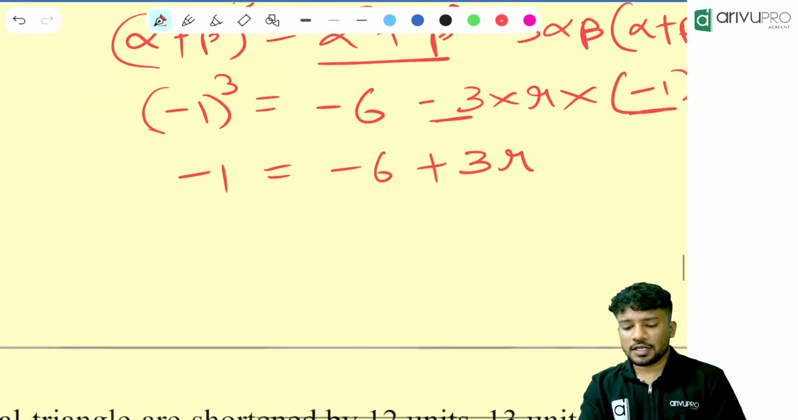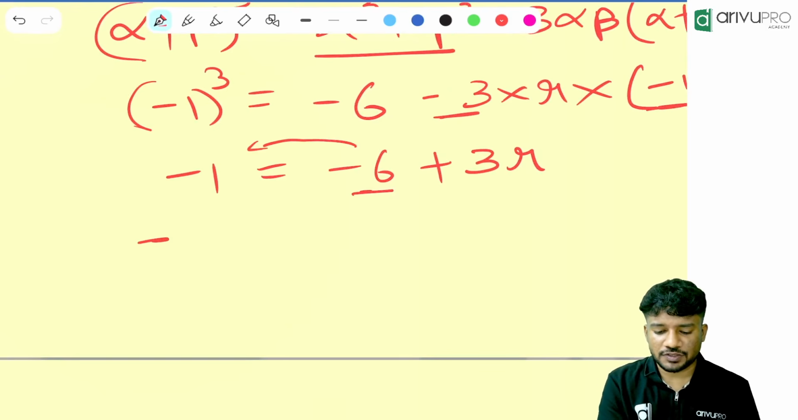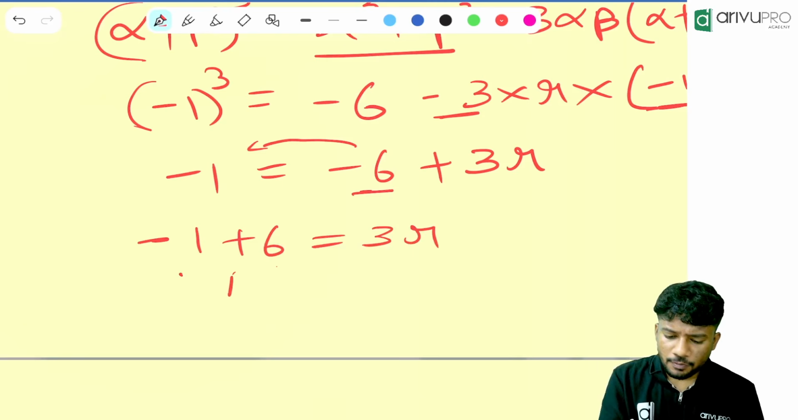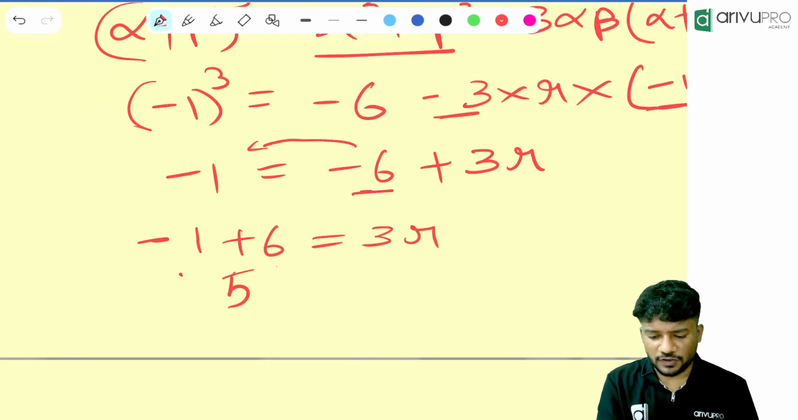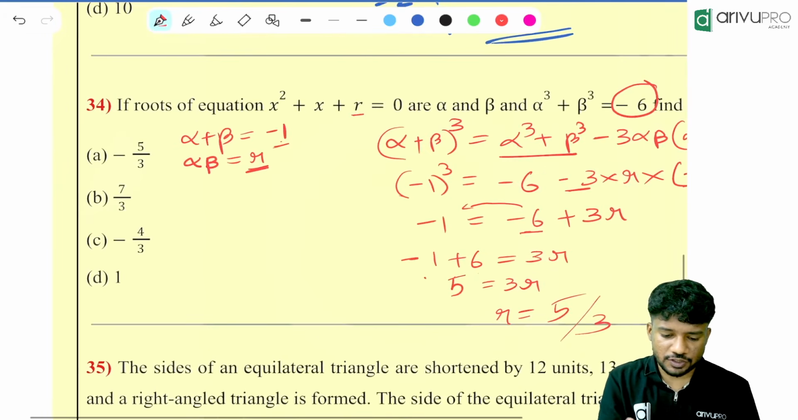Correct? Now this minus 6 goes to the other side. It will become what? Plus 6. Minus 1 plus 6 is equal to 3R. Minus 1 plus 6 will become what? 5. 6 minus 1 is how much? 5, which is equal to 3R. R is equal to how much, people? 5 divided by 3. Looking at that, which option is your answer?